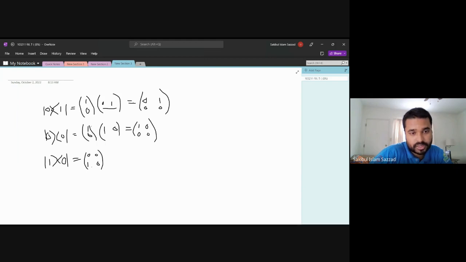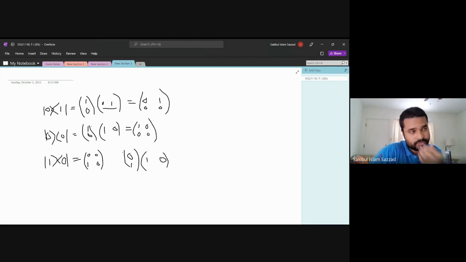Do you feel why the bottom left corner is 1? You can say that because of ket 1, the 1 is in the lower side. This is ket 1, this is ket 1. And what will be the case for bra 0? The first element of the matrix will be 1, the rest 0.